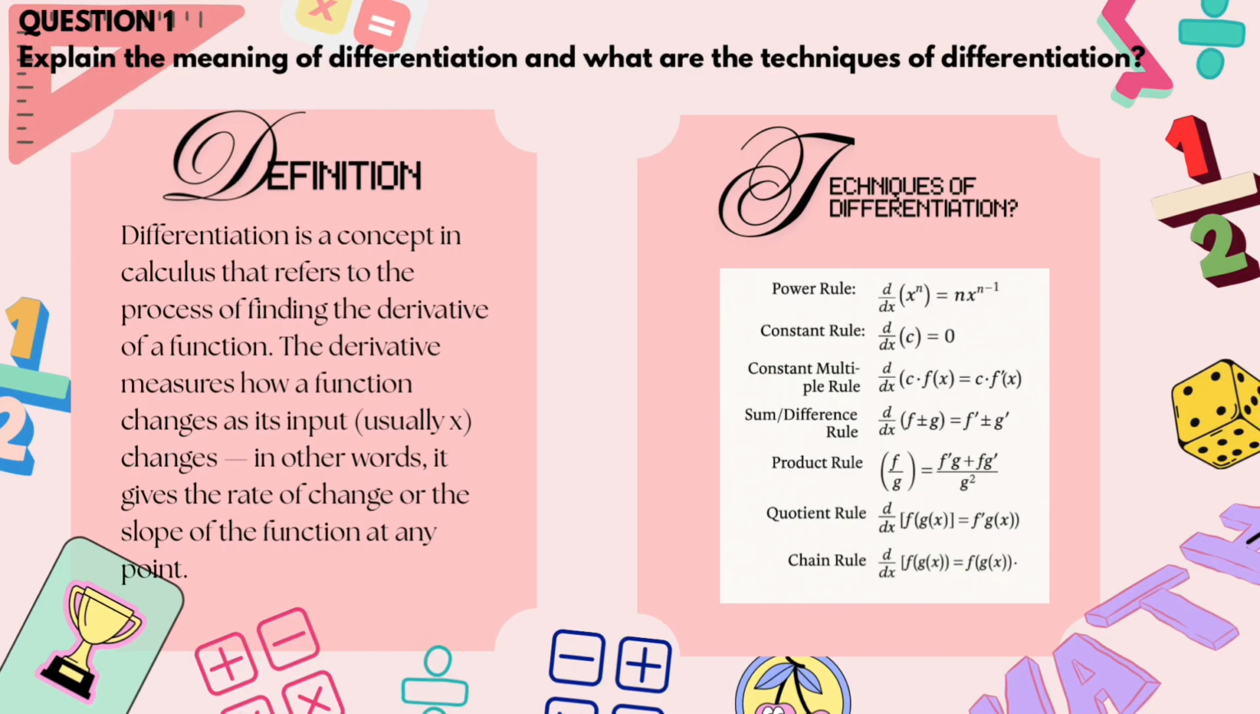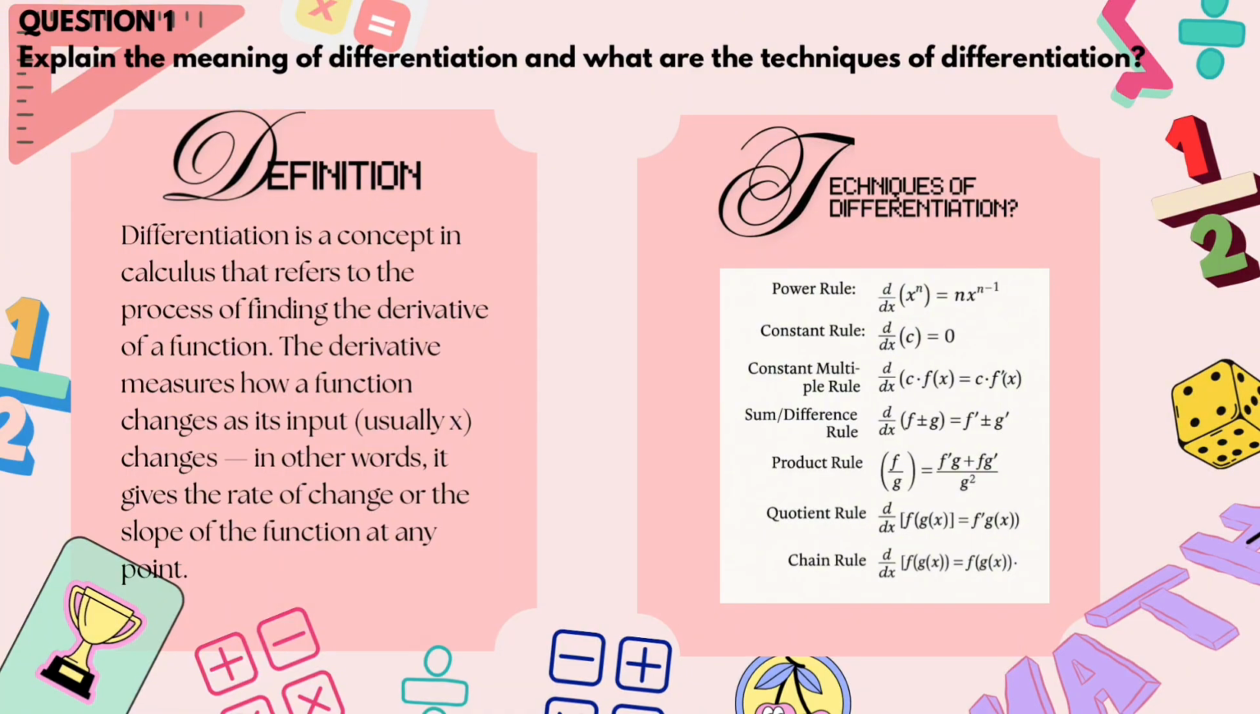Next is the product rule. When you have two functions multiplied together and you want to find the rate of change of their product, you take the rate of change of the first function times the second function plus the first function times the rate of change of the second function. If you have x plus 1 multiplied by x squared, this rule helps you find its rate of change, where you have u and v as functions of x.